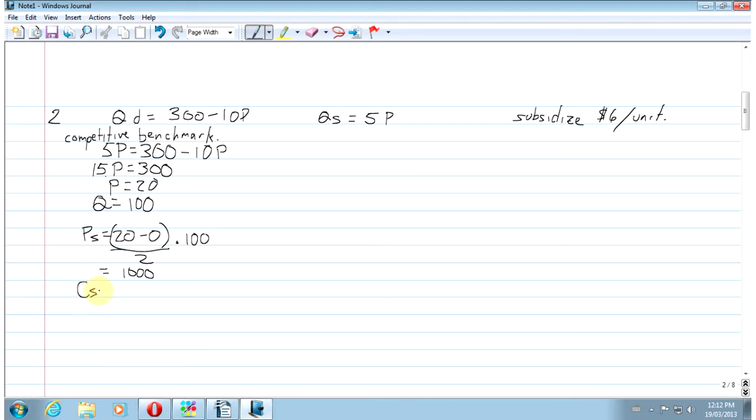And then here is going to be consumer surplus. We have to put this into a quick inverse market demand. So I'm going to take the 10 over here and move the Q over here. So it's going to be 30 minus 1/10 Q. So my maximum willingness to pay, my y-intercept, is 30.